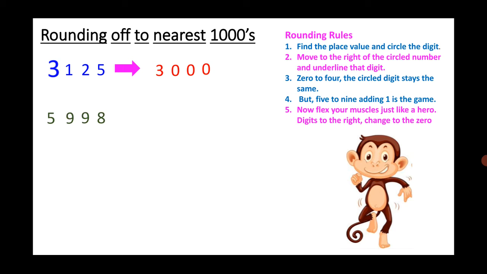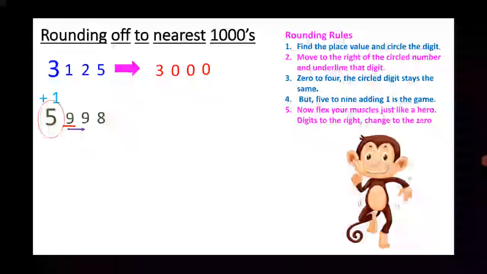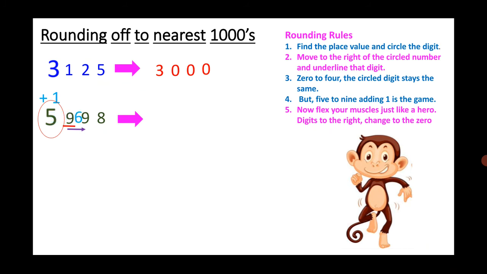Okay, my next example is 5998. Now in the thousands place again I have 5. So I am going to circle that. Now to the right of that 5 the number is 9. Okay, so 9 is greater than 5. So when it is greater than 5, what do I need to do? I need to add one more to the circled number. So this 5 is going to turn into 6. Okay, this 9 will become 0, and this 9 will also become 0, and this 8 will also become 0. So my number has converted to 6000.